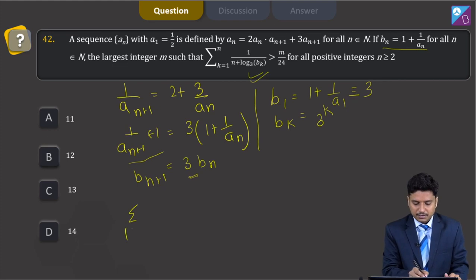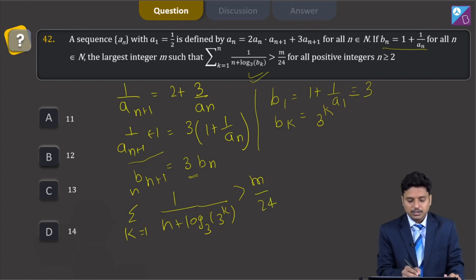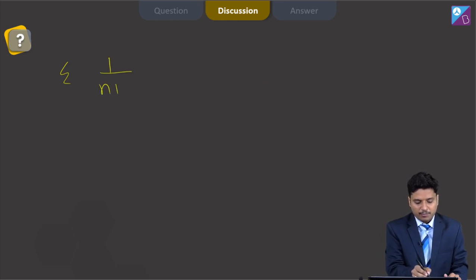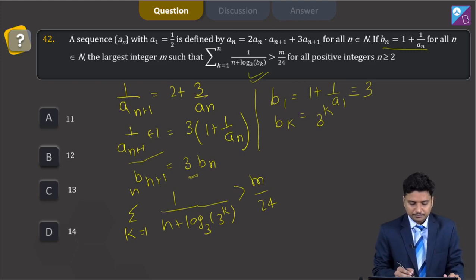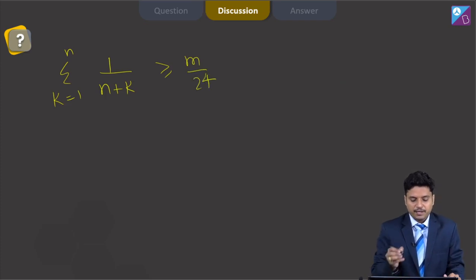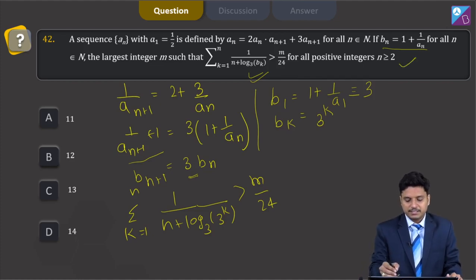So what will this be? The summation k equal to 1 to n of 1 upon n plus log base 3 of b_k, which is 3 raised to power k, is greater than m by 24. So this is 1 upon n plus k. Next slide. Summation of 1 upon n plus k, where k is varying from 1 to n, is greater than m by 24. Now we have to solve this question, and it is given that n is greater than or equal to 2.